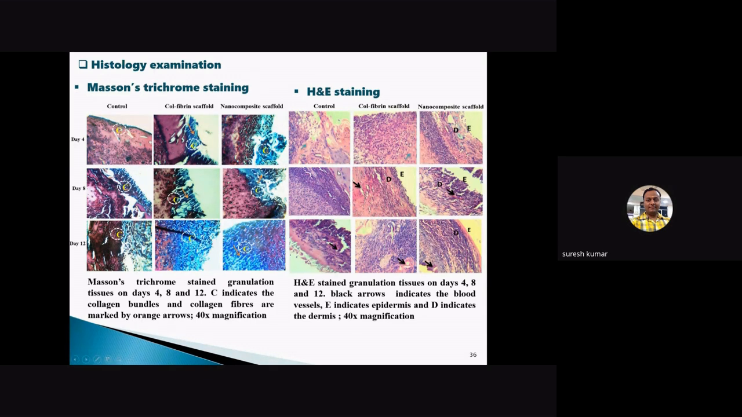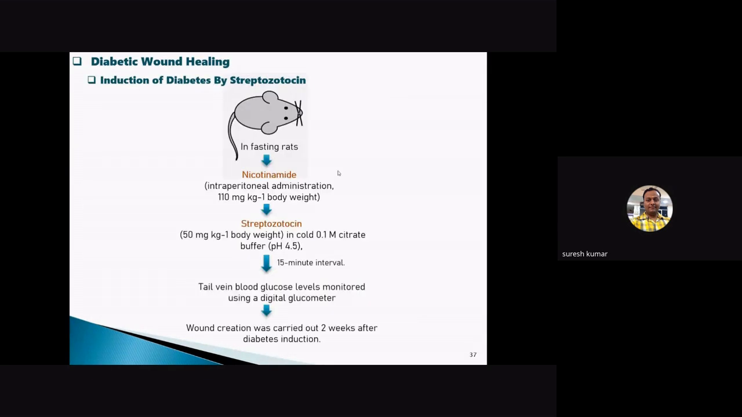So this is the control, normal wound model we have done. Now I'm showing how we created diabetes by using a chemical compound called streptozotocin. We used 110 mg per kg body weight and 60 mg per kg body weight of streptozotocin in cold 0.1 molar citrate buffer, which we used as a drug delivery agent.